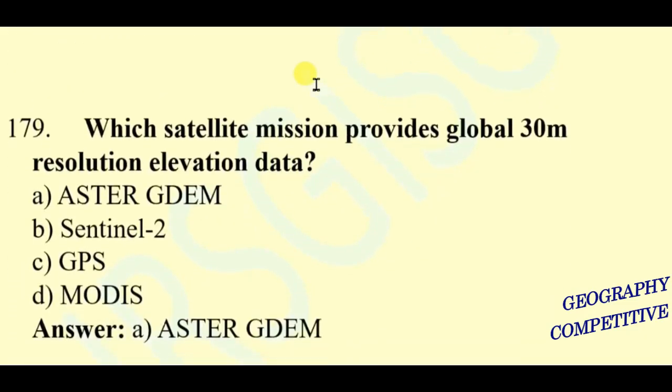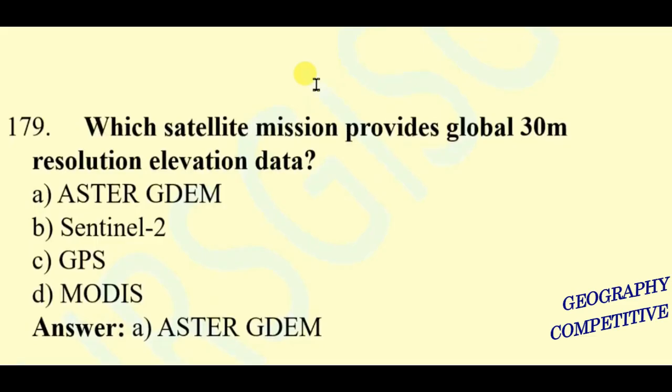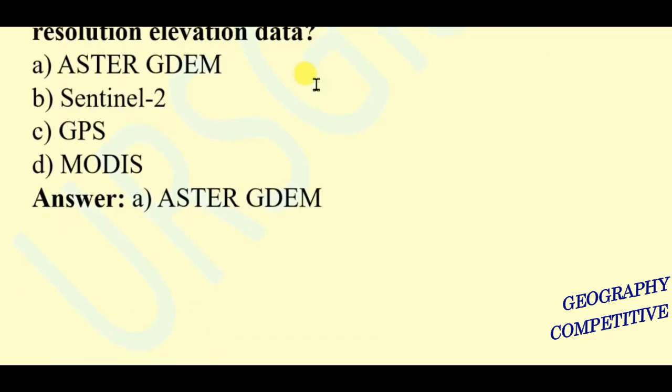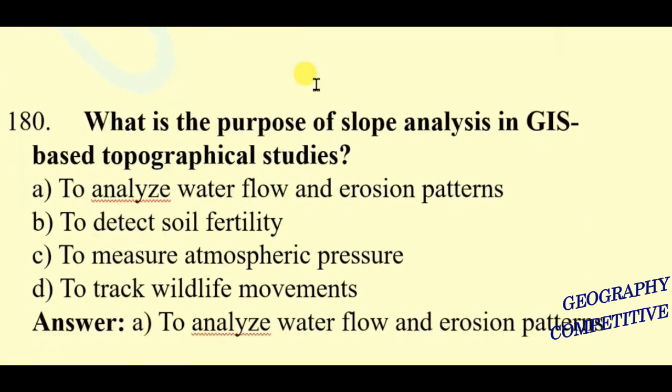Question 179. Which satellite mission provides global 30-meter resolution elevation data? ASTER GDEM, Sentinel-2, GPS mode. Here the right answer will be ASTER GDEM. At the same time, SRTM also gives 30-meter resolution elevation data. At the same time, Copernicus GLO-30 DEM, which also gives 30-meter spatial resolution elevation data, is more accurate.